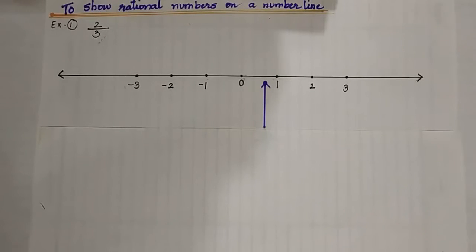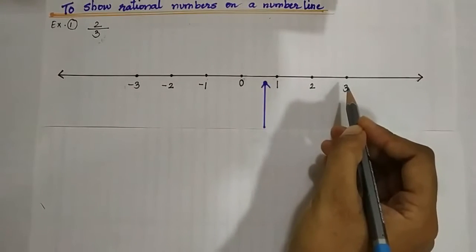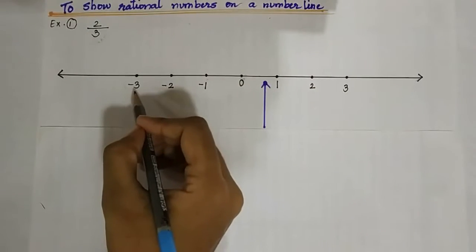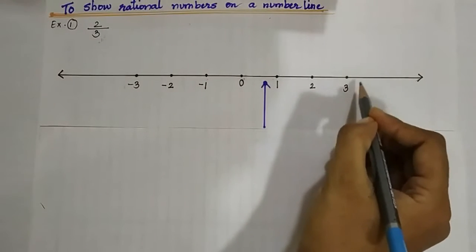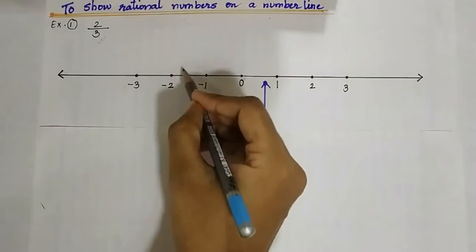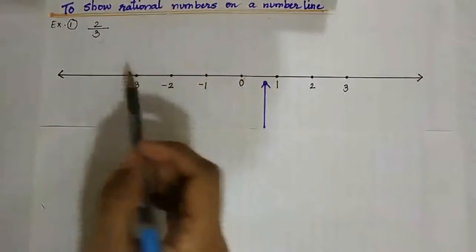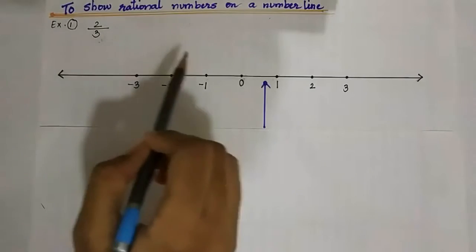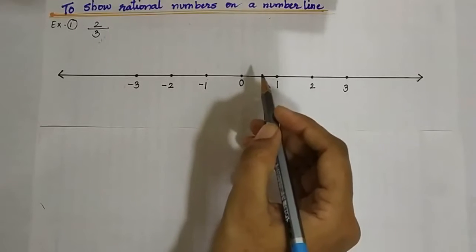So students, in your previous standard, you have already learned the concept of number line. In a number line, you have 0 as the origin. Towards the right side of 0, you have positive numbers. Towards the left side of 0, you have negative numbers. If I tell you to find number 3 on a number line, it will be easy. If I tell you to find minus 2 on a number line, it will be easy too. But what if I give you a number like 2 upon 3 and tell you to find it on a number line? In that case, you need to know the meaning of unit.